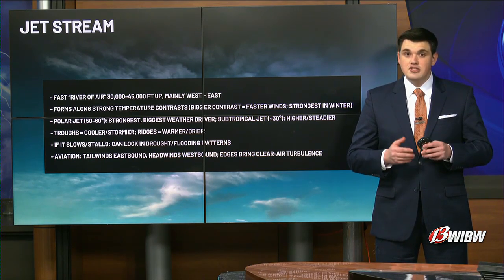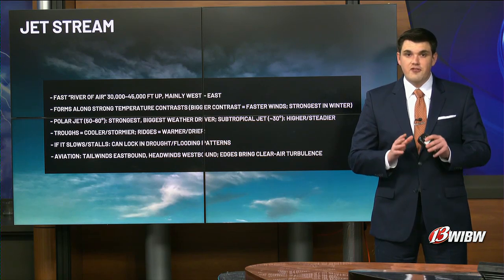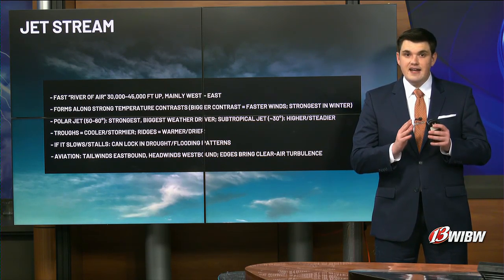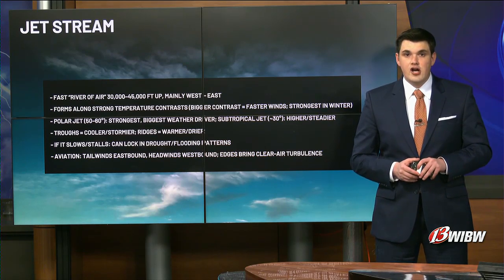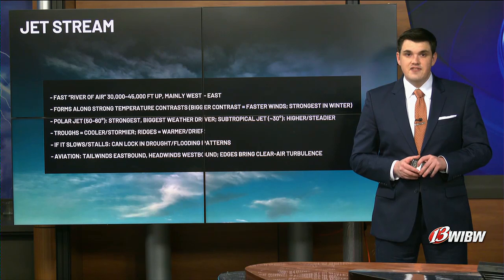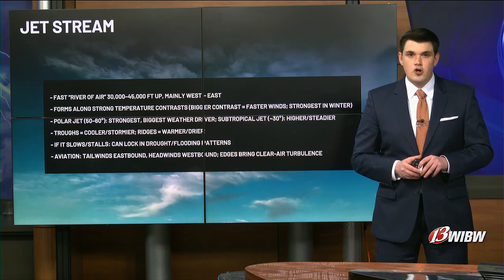Jet streams also affect aviation because commercial flights often operate at these altitudes. Eastbound flights can gain a tailwind, shortening travel time, while westbound flights face headwinds, and the edges of the jet can produce clear air turbulence.